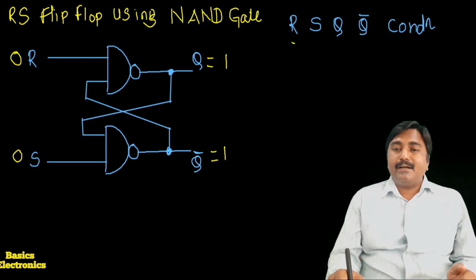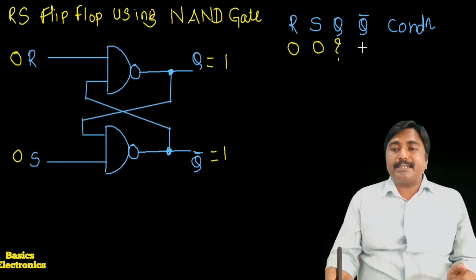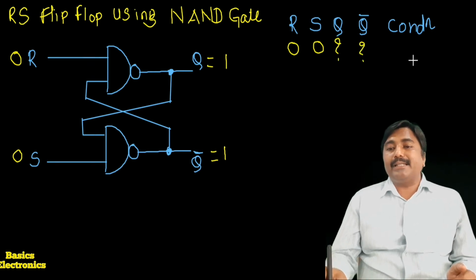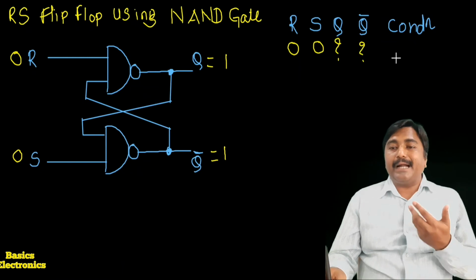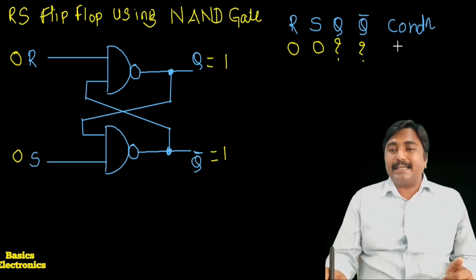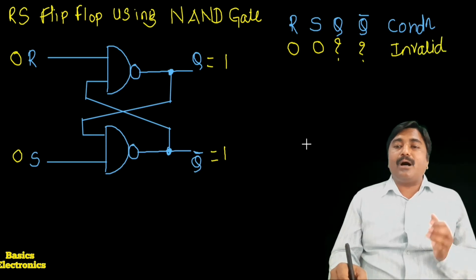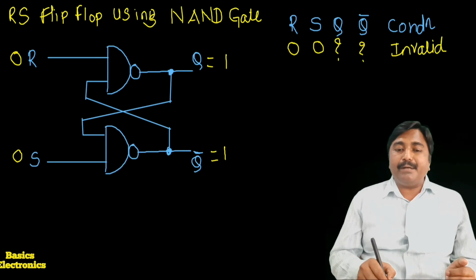You can write down here R is 0, S is 0. The output Q has a question mark, and Q bar also has a question mark, because we cannot define the output. Here we can say that the condition is the invalid condition, or you can write down the race condition, or the forbidden condition.